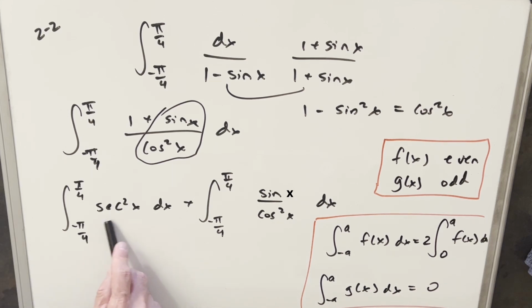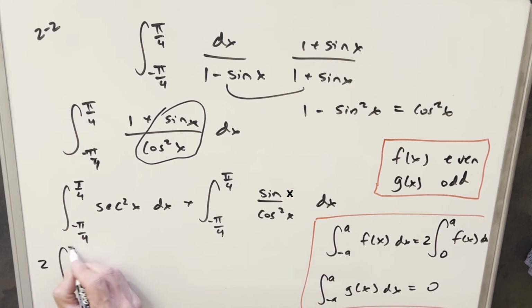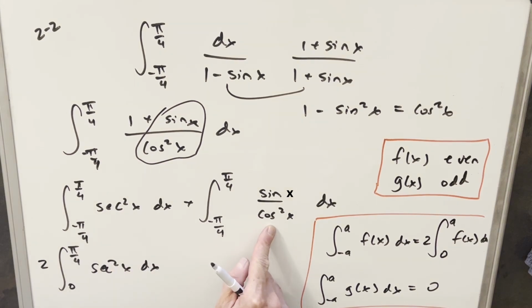Now for this first function, secant squared, because it's squared, it has to be even. So what I can do is use this property of the even function. We'll bring a 2 out front, and we'll just integrate from 0 to pi over 4 of secant squared x. And then here, cosine squared is even, but sine is odd. So this whole function is going to be odd. And so actually, this whole integral is just going to be 0. And that's just using this property here.